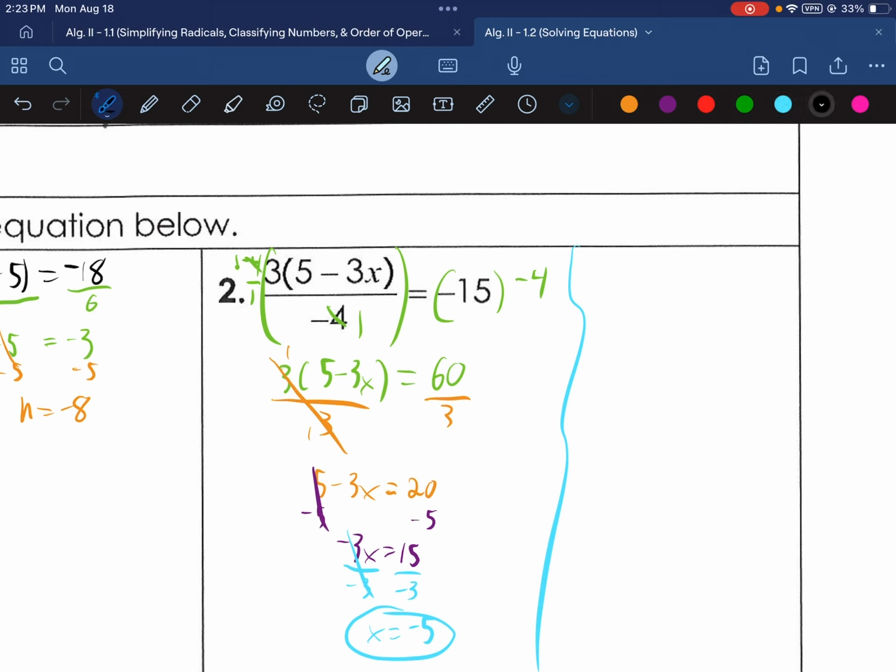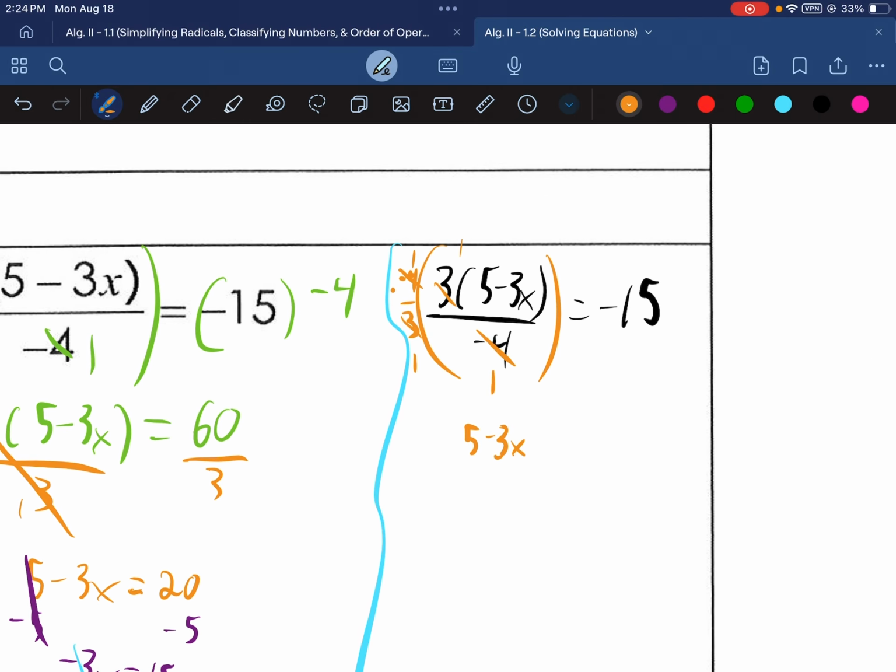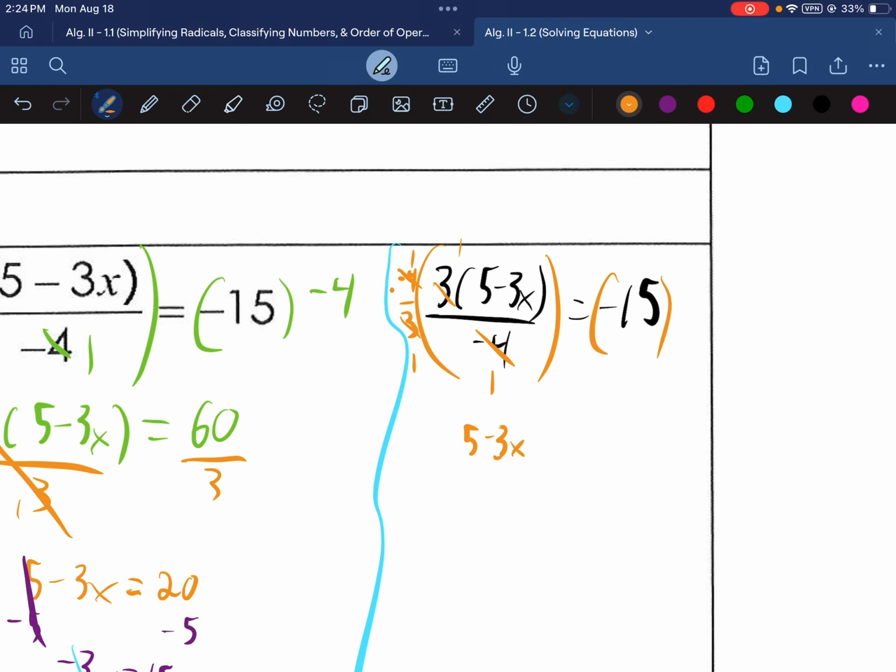I also want to note another way you could have started this problem. We could actually, instead of multiplying by negative 4 and dividing by 3 in two separate steps, do that in the same step. Multiply by negative 4 over 3. And negative 4 reduces with negative 4, 3 reduces with 3, and on the left side we're left with 5 minus 3x, just like we ended up getting later anyway.